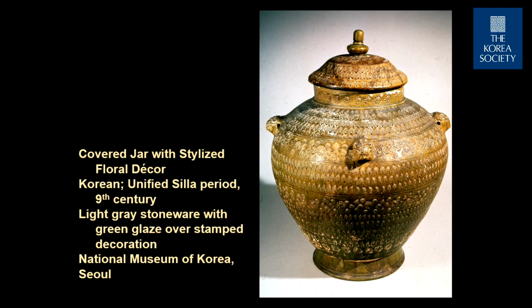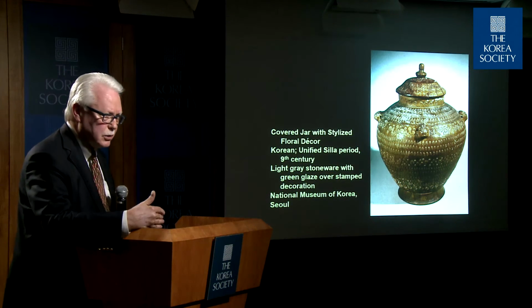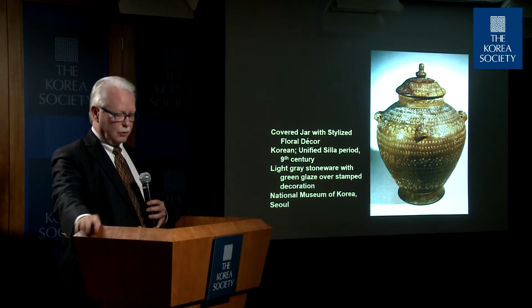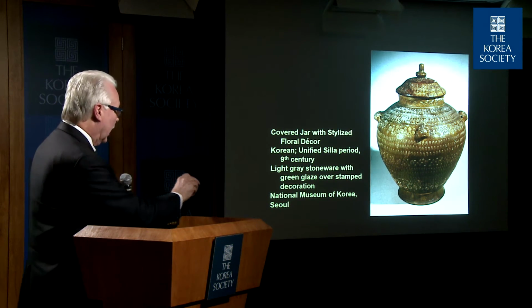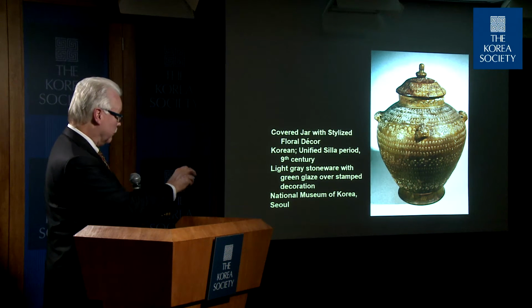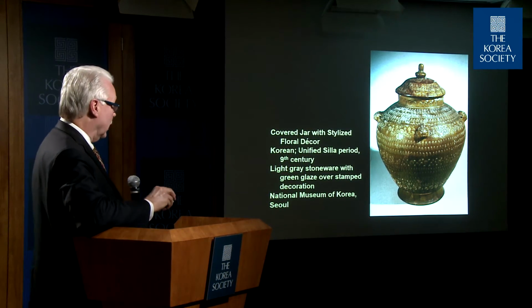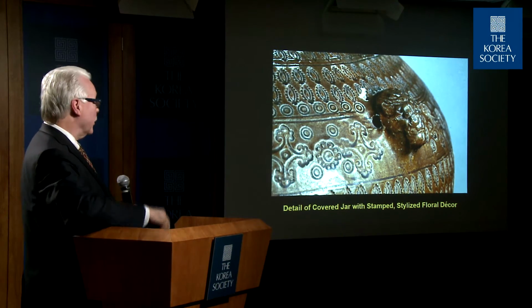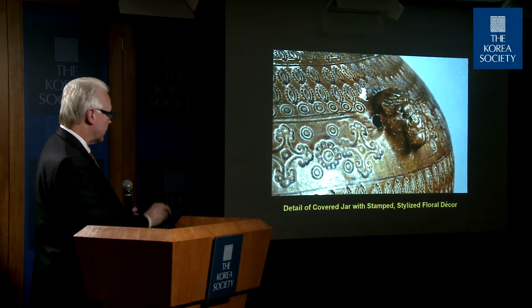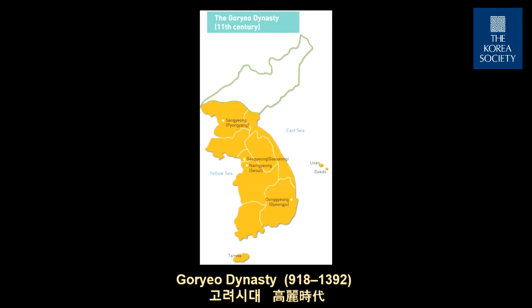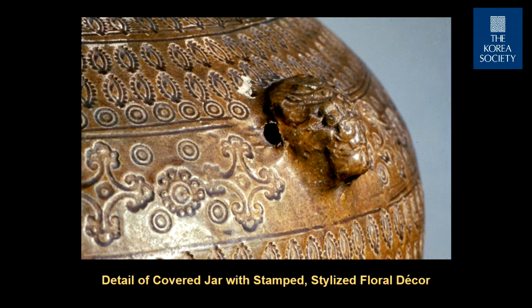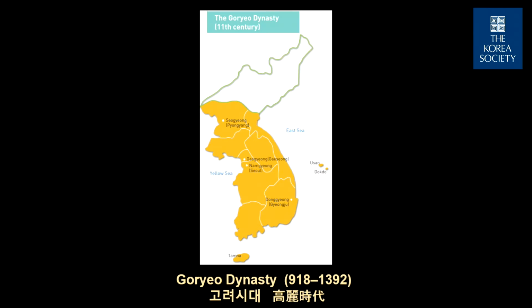Now, in the Unified Silla period, we have for the first time the appearance of intentionally applied glazes. We don't find them often. The pieces are very rare, but they begin to appear. And this is a covered jar from the Unified Silla period with stamped decoration and with an intentionally applied glaze that was put on before firing. Here is a detail. You see the glaze, and you see the stamped decoration. We will see this again when we begin looking at the Koryo celadons. But remember, this began to happen in the late Unified Silla period in the 9th century.